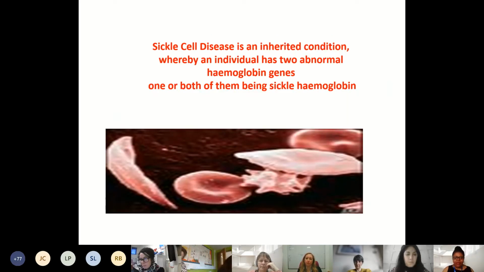Sickle cell disease is an inherited condition whereby an individual has two abnormal hemoglobin genes, one or both of them being sickle hemoglobin. I'd like you to have a really good look at this picture, because it typifies what happens inside the blood vessel of somebody who has sickle cell disease, and what causes the sickle cell pain crisis.